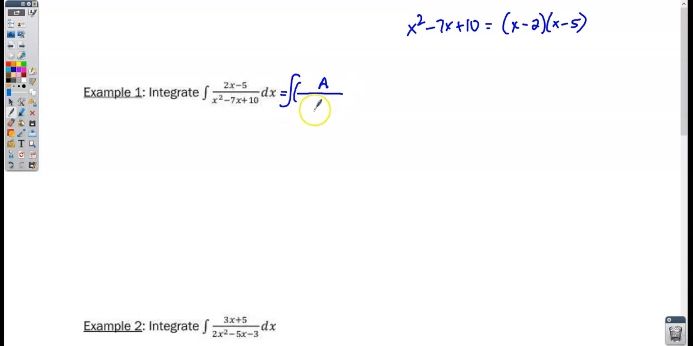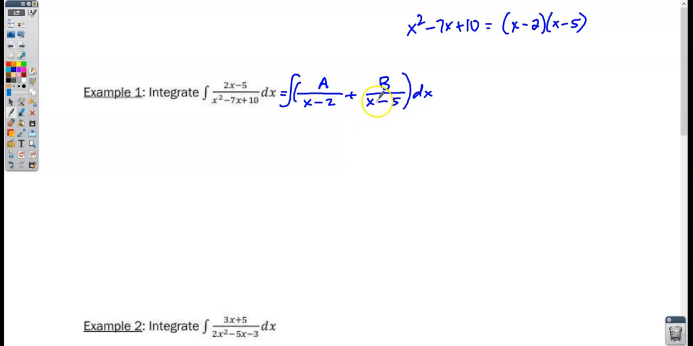And so this is equal to the integral of A over, and which factor I put first here doesn't matter as long as I'm consistent with which factor is paired with which constant as I solve here. Okay, so there's what we're trying to do. We're trying to break this down into this.